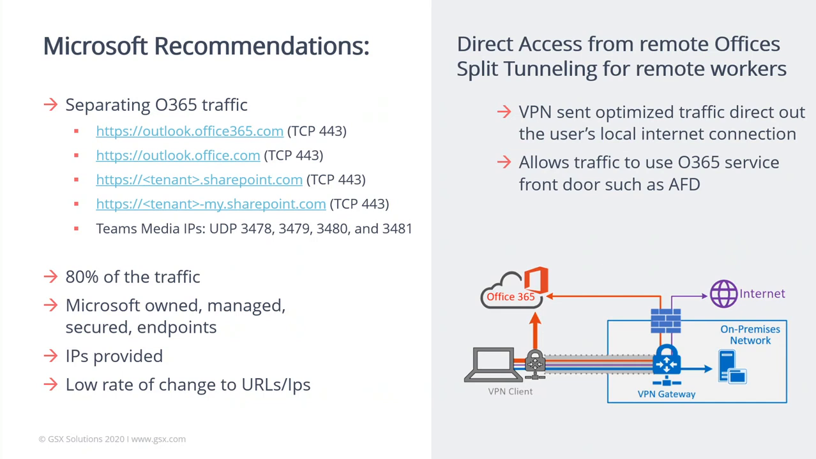So now that we have identified what traffic to differentiate, you should allow your remote office to connect directly to the secured Office 365 endpoint. And for your remote worker, you should allow your VPN to send the optimized traffic directly out the user's local internet connection to access the nearest Office 365 service front door. And for that, you can do split tunneling. The optimized traffic will be sent directly to Office 365, and the rest will still go to your data center.